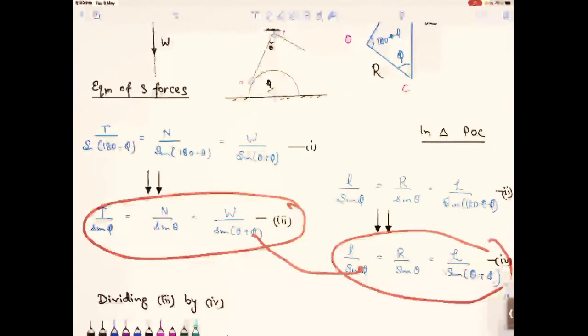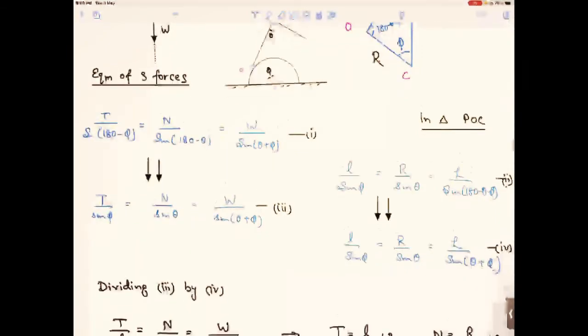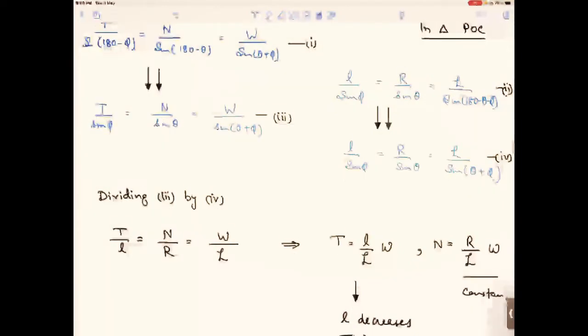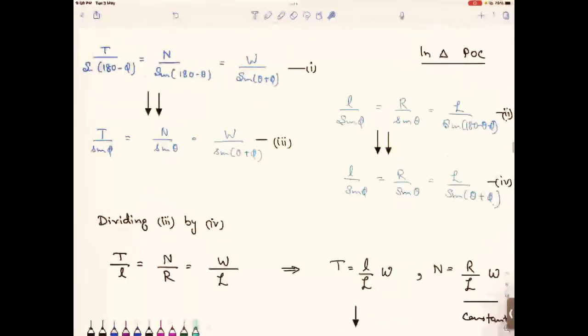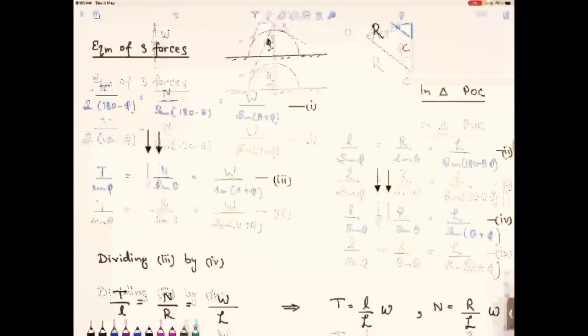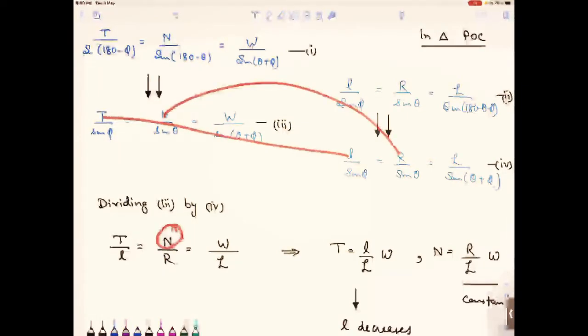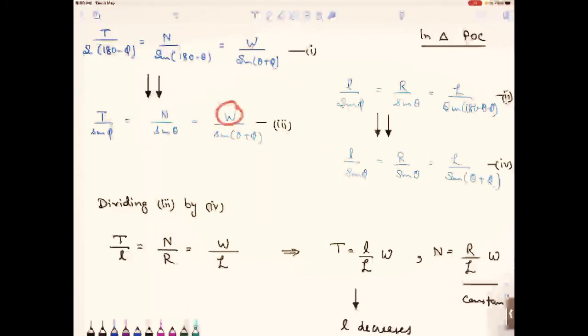Dividing these two expressions, you can check it out, we get T by l, the tension over the length of the thread, which is the length present on the left side, between the object and the pulley, over N by R, the normal over the radius. And the third term is the weight, a constant quantity, and the length L, which is also a constant quantity. We will get this equation.